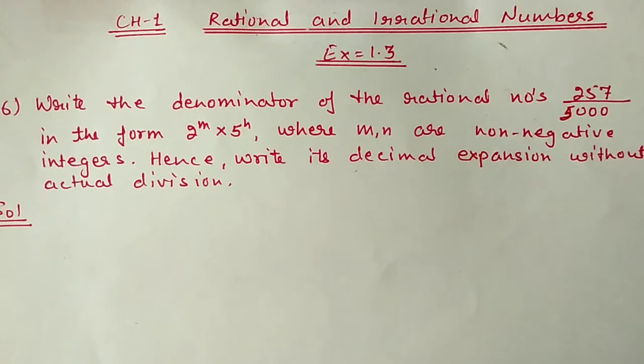Hello students, we are doing chapter number 1, rational and irrational numbers, exercise 1.3. In the last video we did up to question number 5, and today we will start from question number 6.